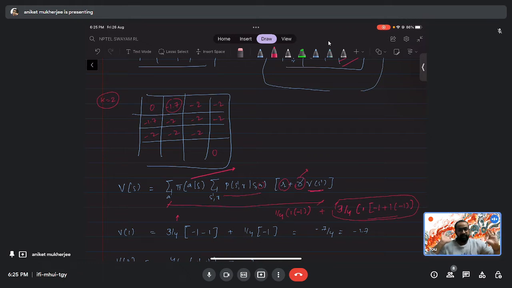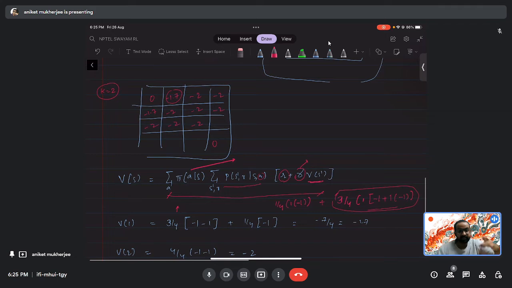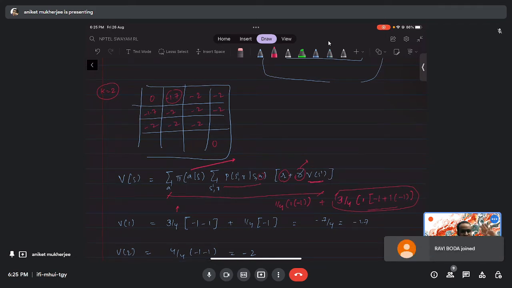Do you guys have any more doubts? You can feel free to ask. So this is how you are iterating the values. You are not worried about policies at all. So maybe let me do this.